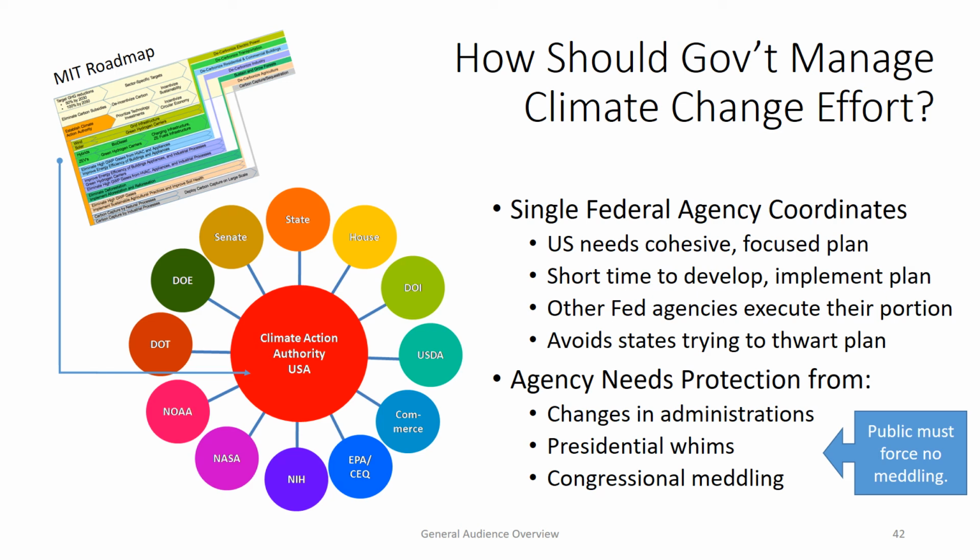And if we have the federal agencies each one of them do it, it's much like the states. Everybody's going to have their own way of doing it. So here's the overall plan, and then you, DOT or NASA or whomever, you go implement however you need to satisfy your mission, but it needs to be consistent with the overall plan. The agency needs protection, and this might be the most difficult part. The agency needs protection from changes in administrations, presidential whims, and congressional meddling.